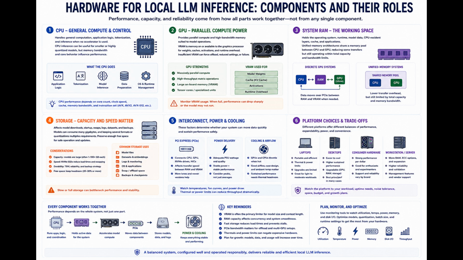System RAM holds the operating system, runtime, model data, CPU resident layers, cache, and applications. Unified memory architectures share a memory pool between CPU and GPU, reducing some transfers, but still operating within total capacity and bandwidth limits. Storage capacity and speed affect model downloads, startup, swaps, logs, datasets, and backups. Models can consume many gigabytes, and keeping several formats or quantizations multiplies requirements. Preserve enough free space for safe operation and updates.